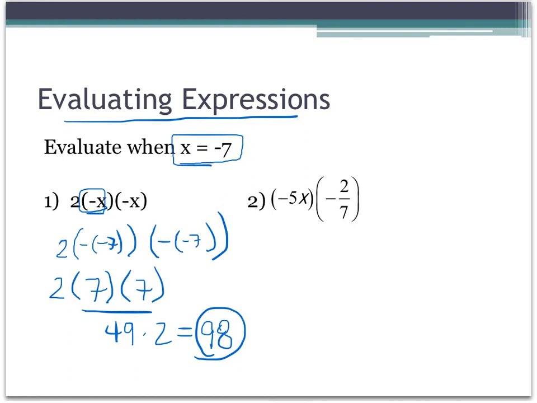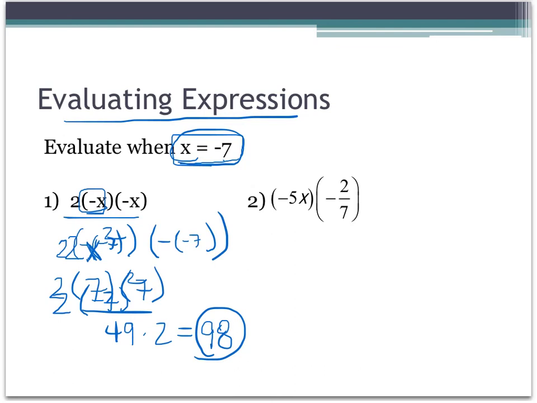Now another way to do this problem is to kind of combine the expression that we have starting with first. And so I know that a negative x times a negative x is going to be a positive x squared. So I could redo this by saying that is going to simplify to 2x squared. And then I can plug in my negative 7 into my variable. So then that's going to be 2 times negative 7 to the second power.